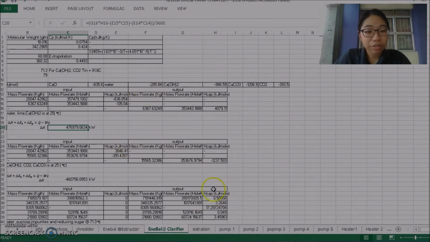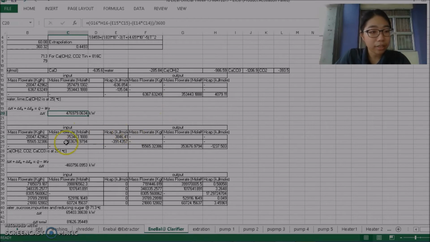Now we'll see our clarifier. For the clarifier, there are three different parts. The first part is the liming tank. For the liming tank, using the heat of formation method, we will obtain 476,000 kilowatt, while the second part is the reactor.